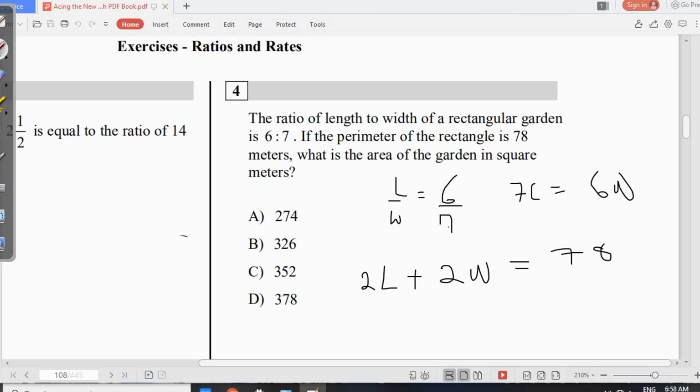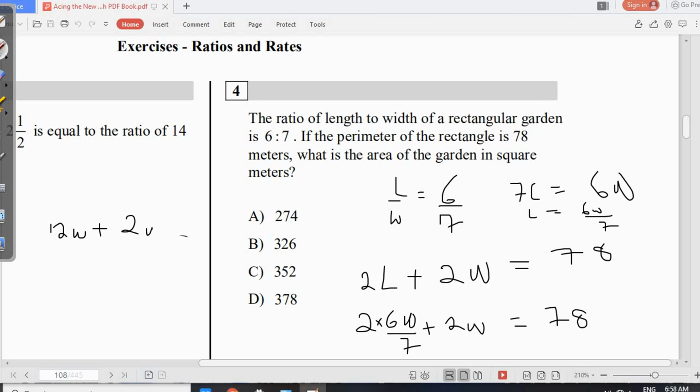Okay, this is it. 7L equal to 6W. So L equal to 6W over 7. We're going to replace L into this. We have 2 times 6W over 7 plus 2W equal to 78. So 2 times 6 gives you 12W. We have 12W plus 2W, and this one is over 7, equal to 78.